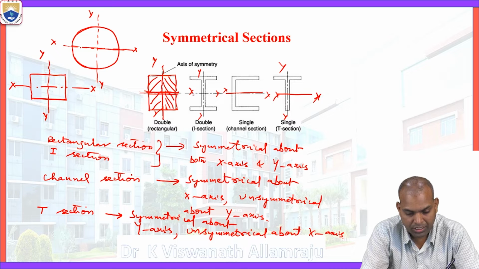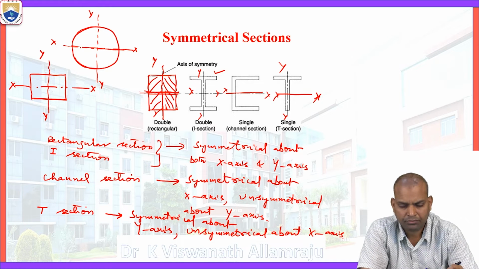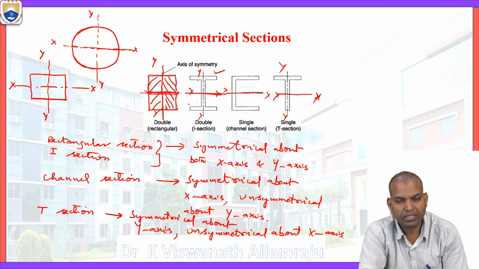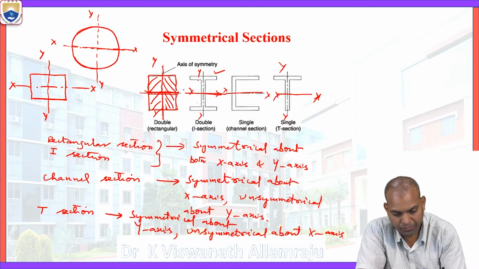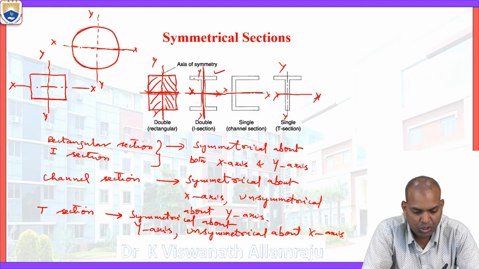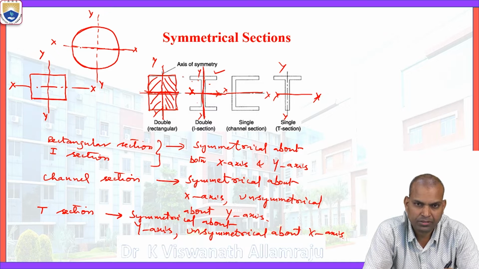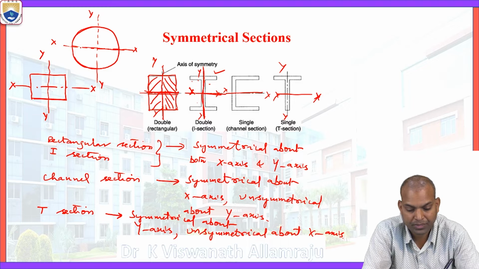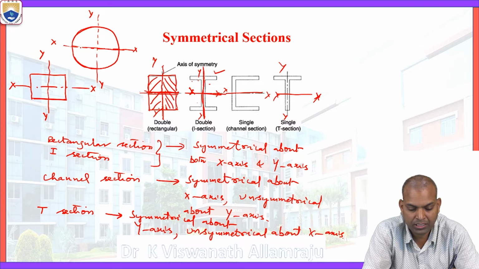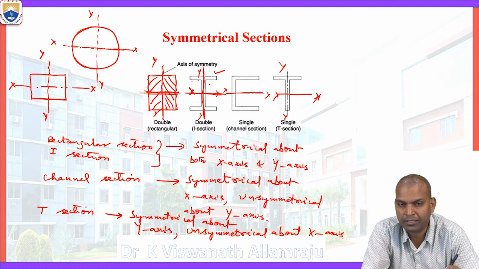Now consider another section, the I section. If you fold about the x-axis, the top and the bottom portions have equal shape and size. That means it is symmetrical about the x-axis. And if you fold about the y-axis, both the left side and right side have equal shape, size and dimensions. That's why it is symmetrical about both the x and y axes. That's why these two, the rectangular and I sections, have double symmetry.